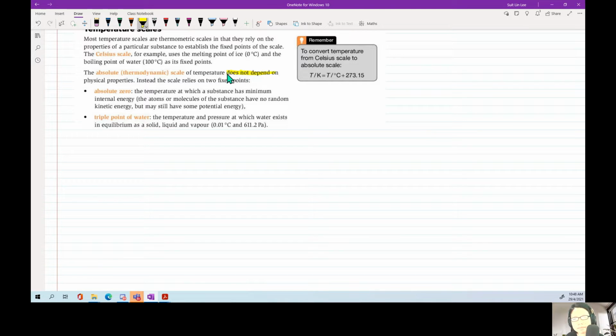I think this topic is no longer included in the new syllabus, because all this is facts, and we prefer you to think about questions that you need to analyze. But anyway, it does not depend on physical properties because absolute zero and the triple point of water don't depend on external physical properties. If you use boiling point, boiling point depends on external pressure, so it will be affected by physical properties. So that one doesn't count. Let's do a past year question now.